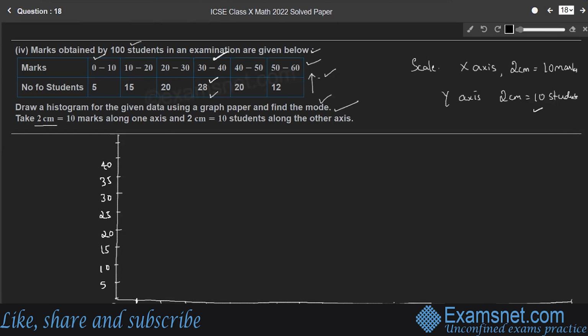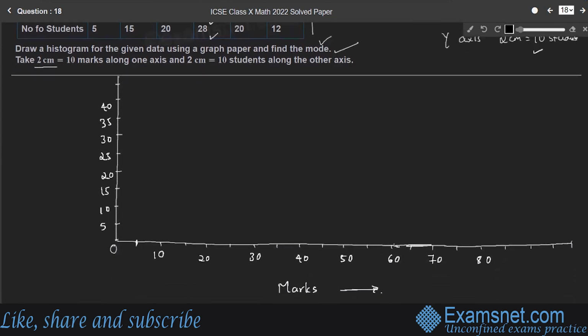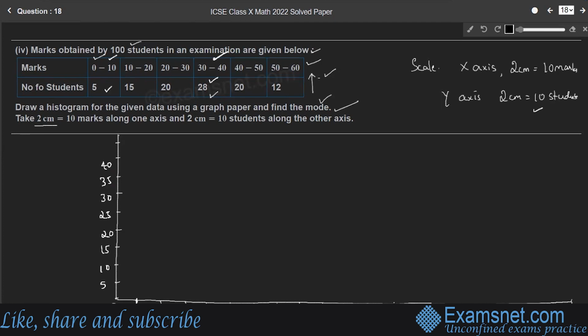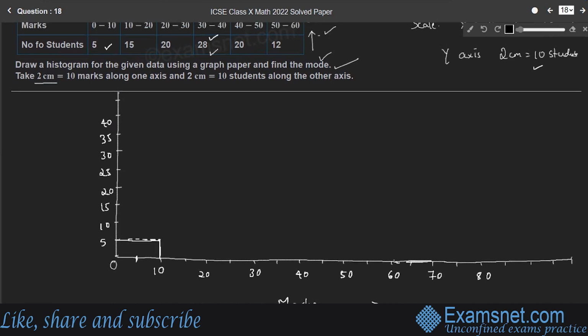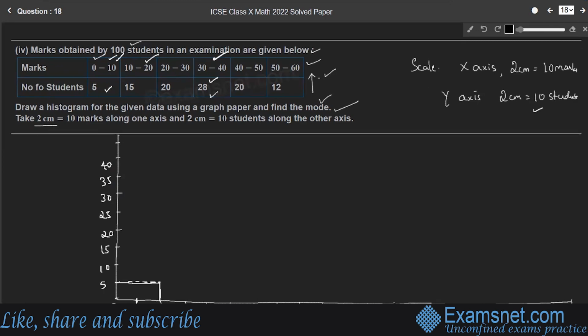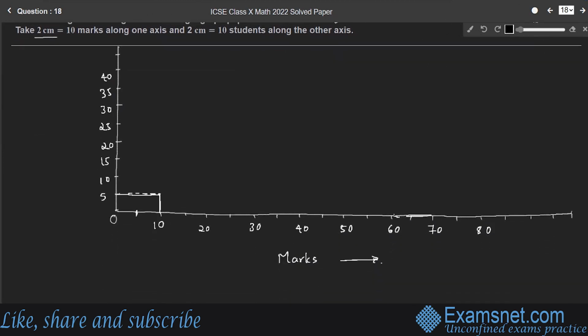Now take the 0 to 10 range. 5 students obtained marks in the range 0 to 10. We take the upper limit, which is 10, and the lower limit, which is 0. So we represent it like this. Then in the range 10 to 20, 15 students obtained marks, and we represent it like this.